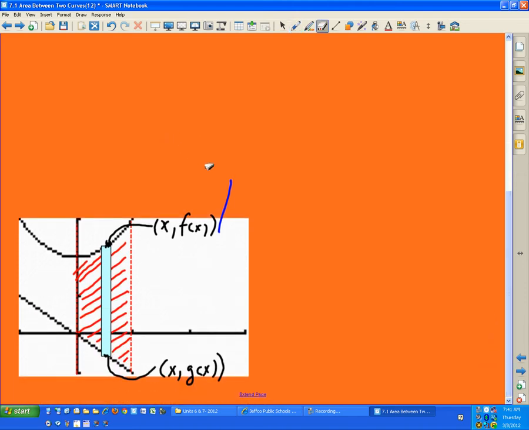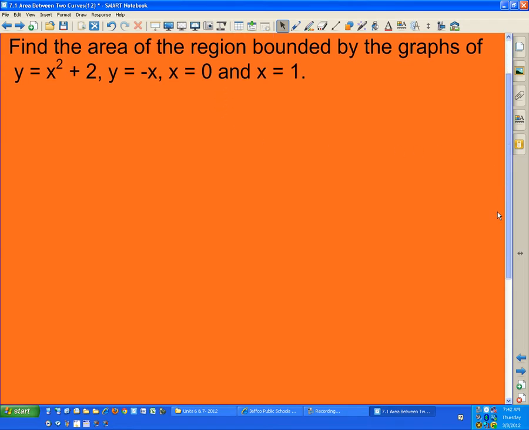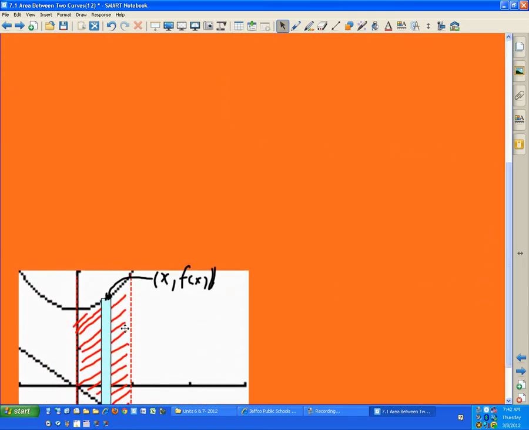You'll notice that the top curve was x squared plus 2. It looks like a parabola going up, and the other one was negative x. Just like before, we're going to find the area using rectangles, and these rectangles will become more important as we go along, especially when we get to section 7.2, where we use these rectangles again to find the area between the two curves. They told us that we are going between 0 and 1, and so that's where the vertical dotted lines came from. We're trying to find that red shaded area in the curve.